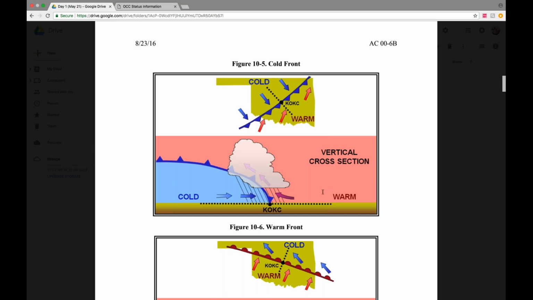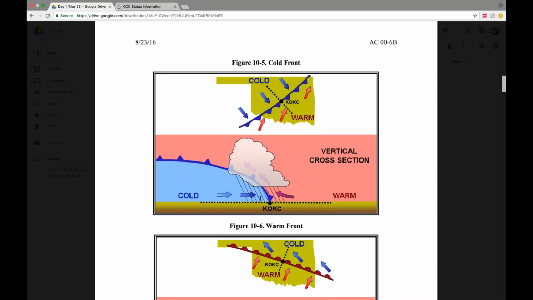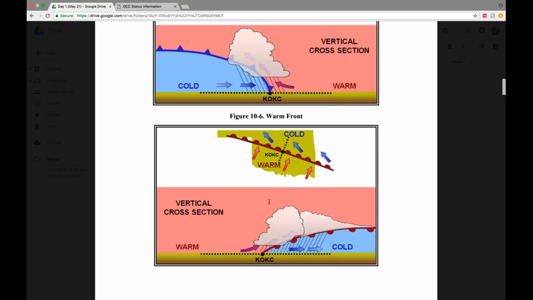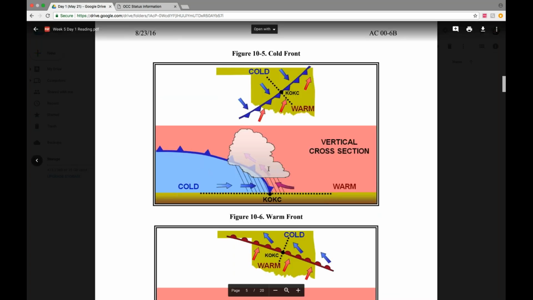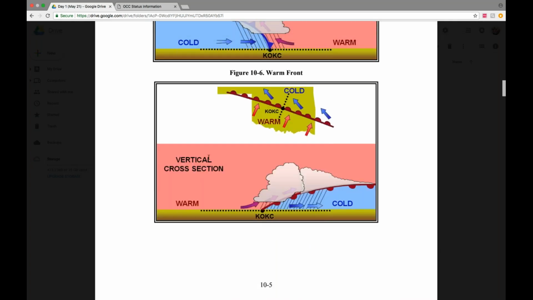So as the warm air moves up and over the cold air, what we have is convection, right? Whenever we have that rapid rising warm air, we're going to have convection. And what that causes is the thunderstorm to develop. Okay? It's basically the same thing as a warm front.